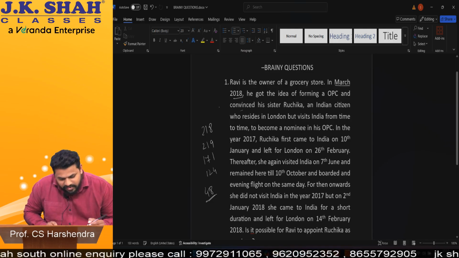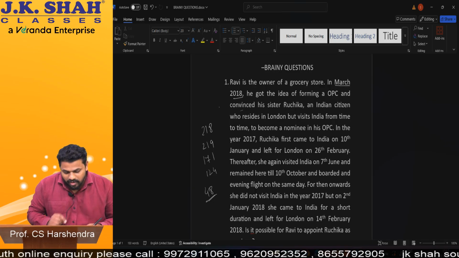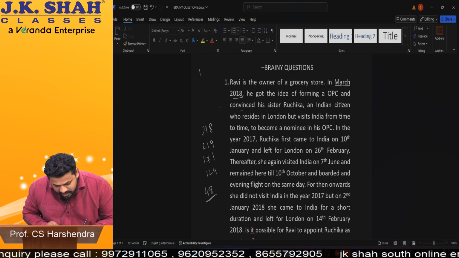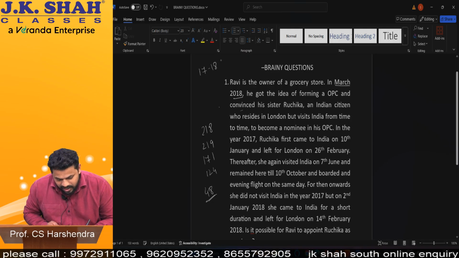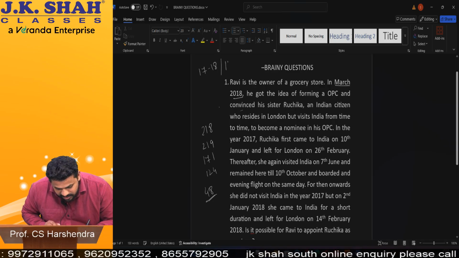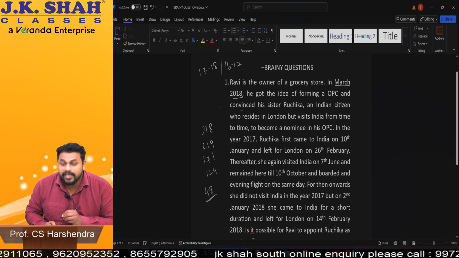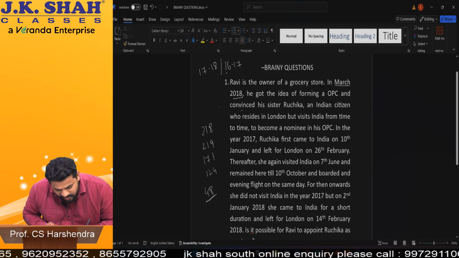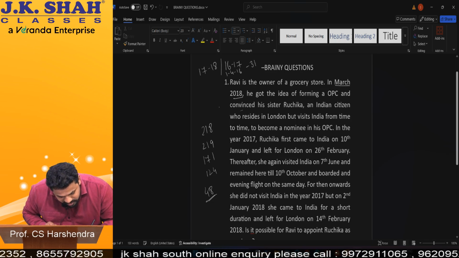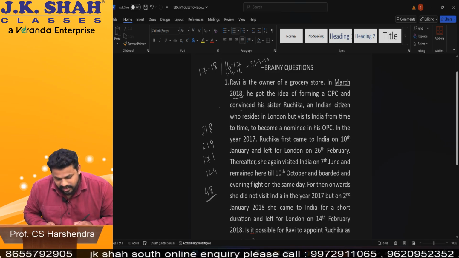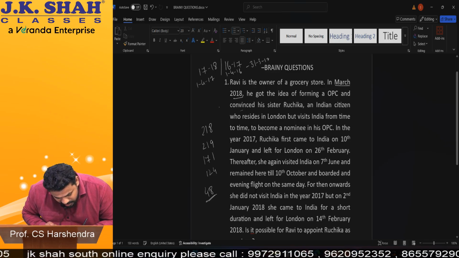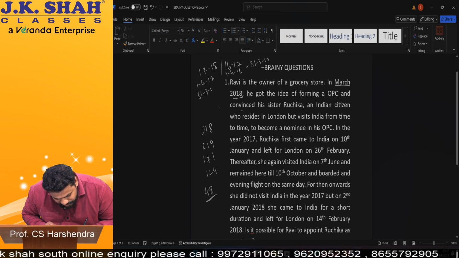In March 18, Ravi got the idea of forming OPC. So he formed the OPC in which year, beta? March 18. That is which financial year? 17-18. So we have to consider Ruchika's stay in which year? 16-17. Am I clear? So 16-17 starts from 1st April 16 and ends on 31st March 17. This year starts from 1st April 17 till 31st March 18.